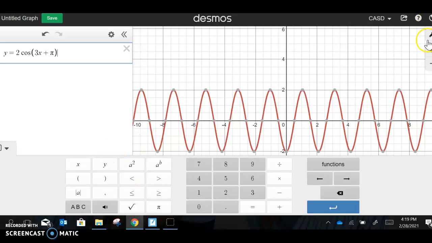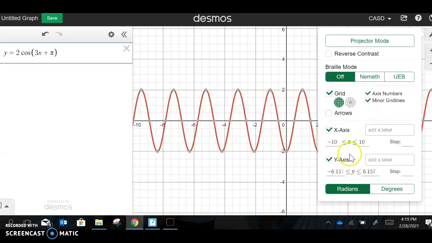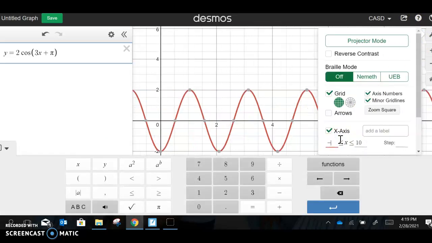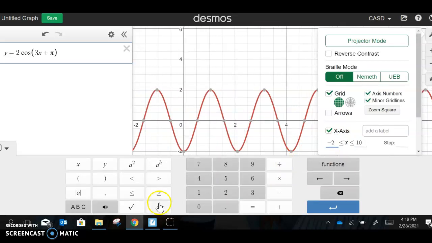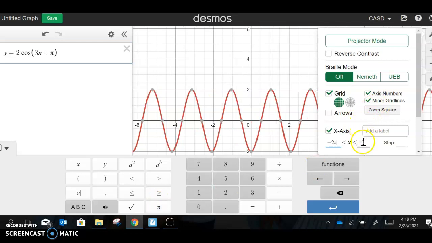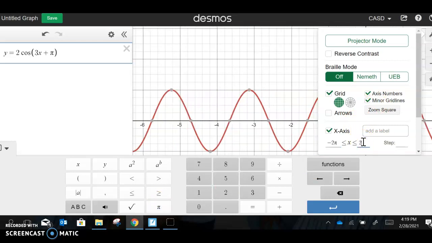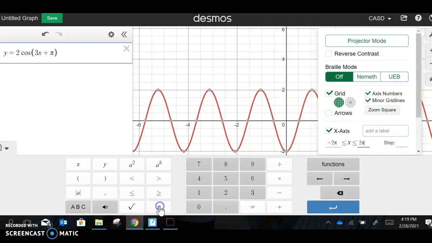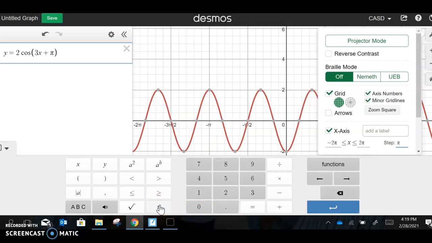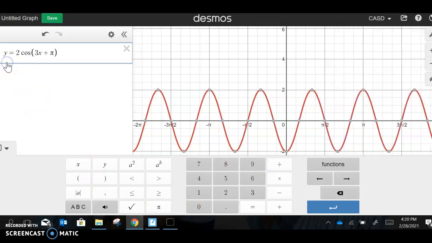And I would like to go to my wrench here and change my x's to -2 pi to 2 pi. And let's go by pi over 2's. My step is going to be by pi over 2. Okay. There we go.